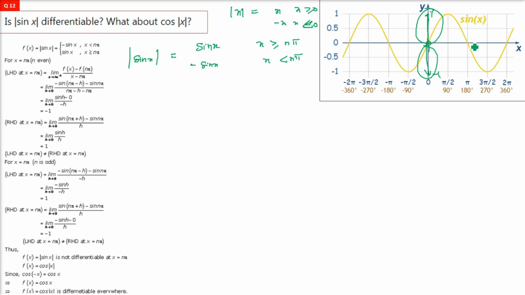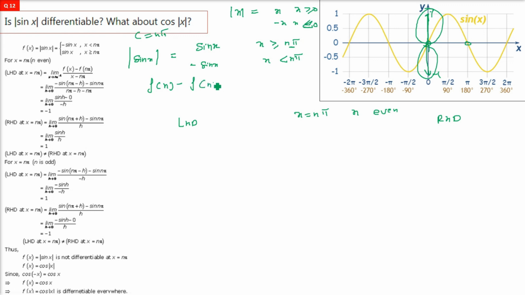Why have we taken n pi? Because at those n pi's, this function is becoming 0, right? So this n pi is the point where we are going to check the left hand derivative and right hand derivative, and we have to check this separately for even and odd. So x equal to n pi, n is even. You have to show the examiner for odd also. Please remember, you can't just say that n is any number. They are even and odd, and there is a different solution for each.